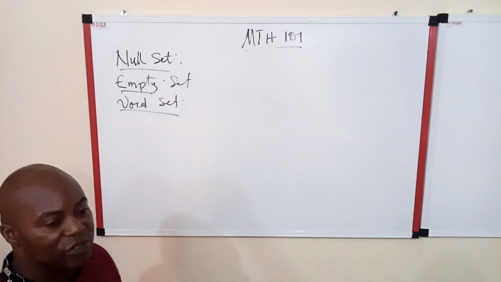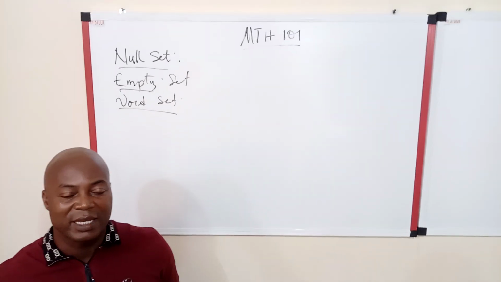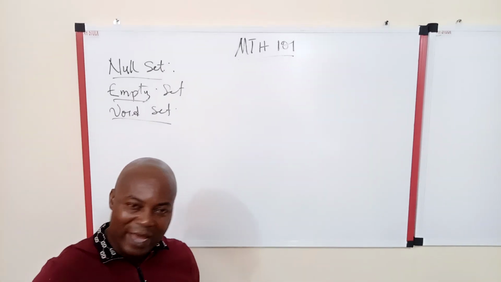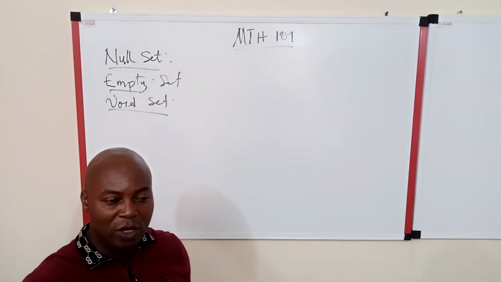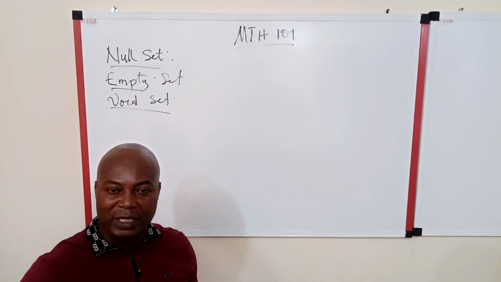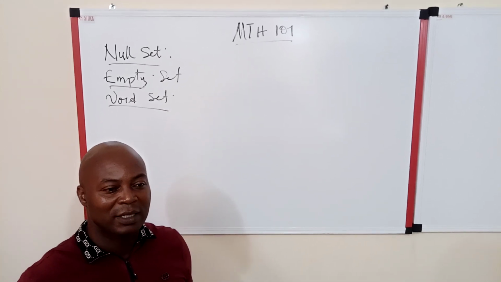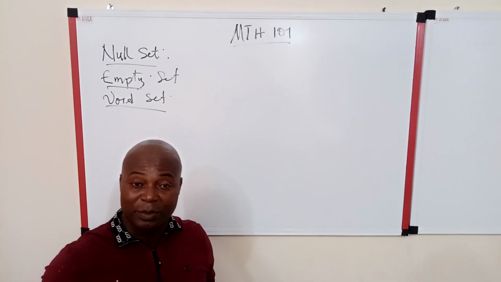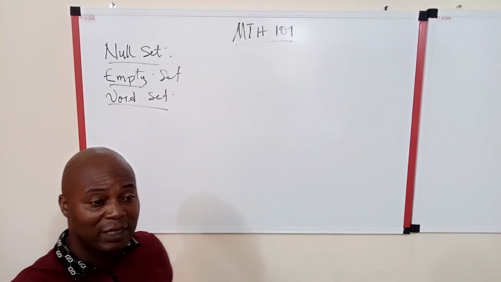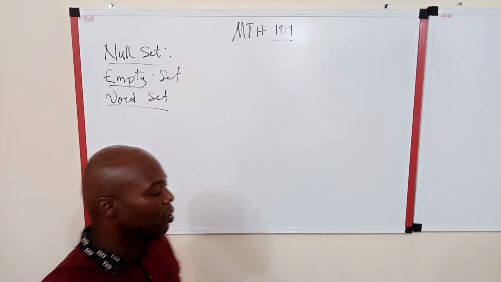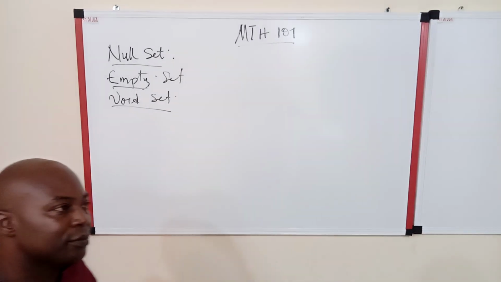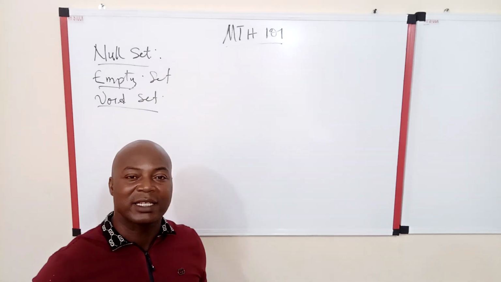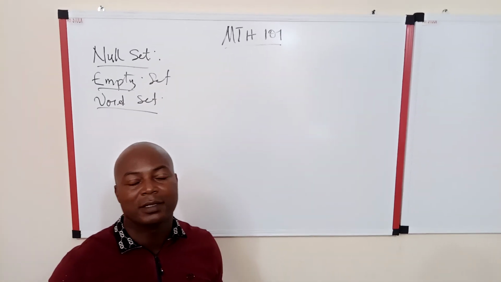Now, a null set is a set that does not have any element. A null set is a set that does not contain any element. Some may say, how is it that a set will not contain anything? Yes, there is the possibility that there are some collections that are empty. Example of such sets are, say, people living on Earth who are above 2,000 years.